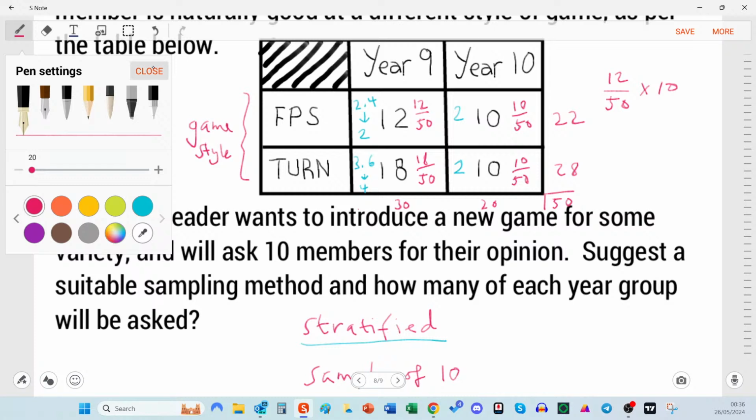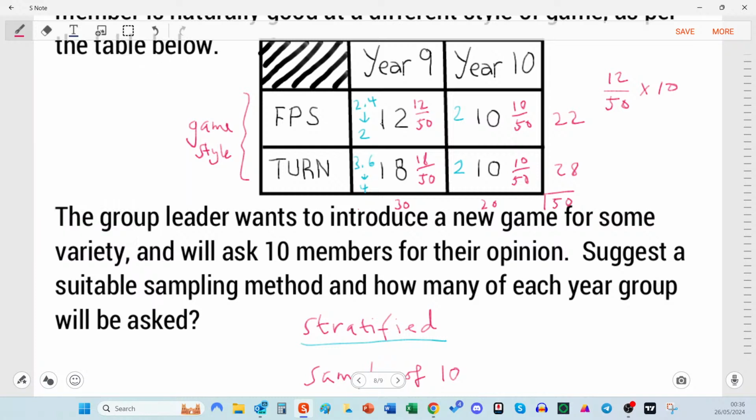So let's use our pen again. The total for year 9 that are going to be picked, on the left hand side column, you can see there was 2 plus 4. So 6 will be year 9. And year 10, 4.